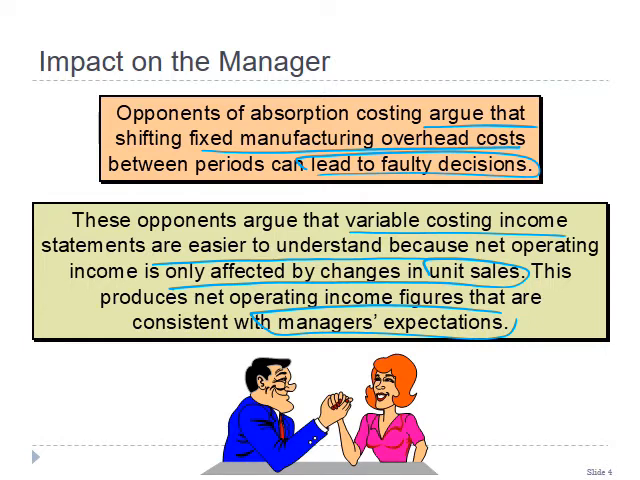So basically the opponents argue that if we shift our fixed manufacturing overhead from period 1 to period 2, and we are making decisions based on net operating income, then cost will be increased in year 2, and that will basically disturb our decision making in year 2 as well. So that's why managers prefer variable costing, because it shows the true net operating income for that period.